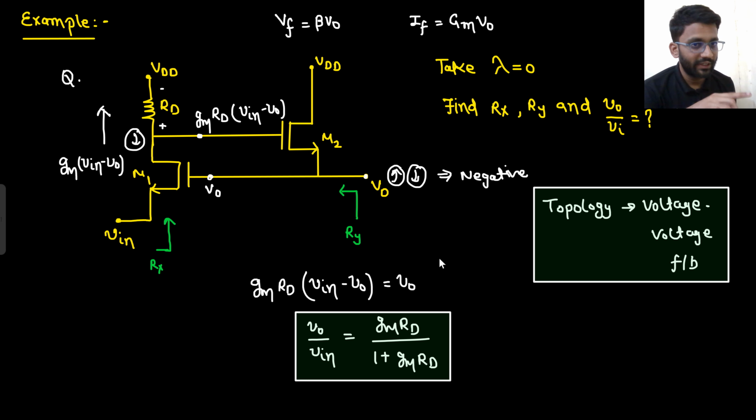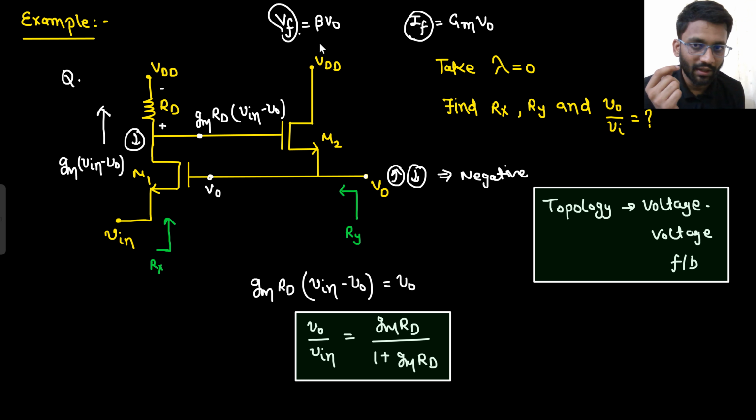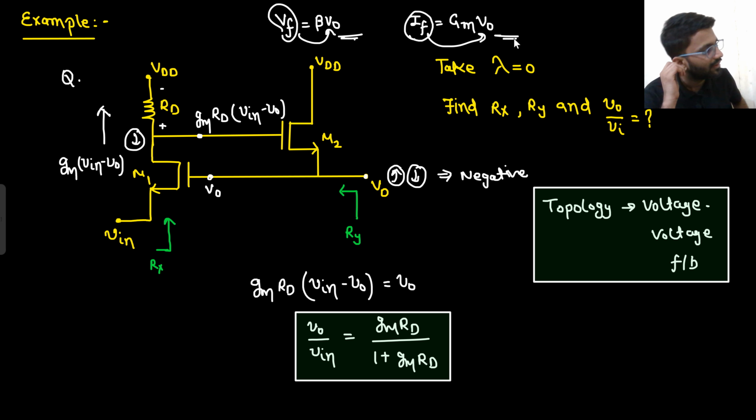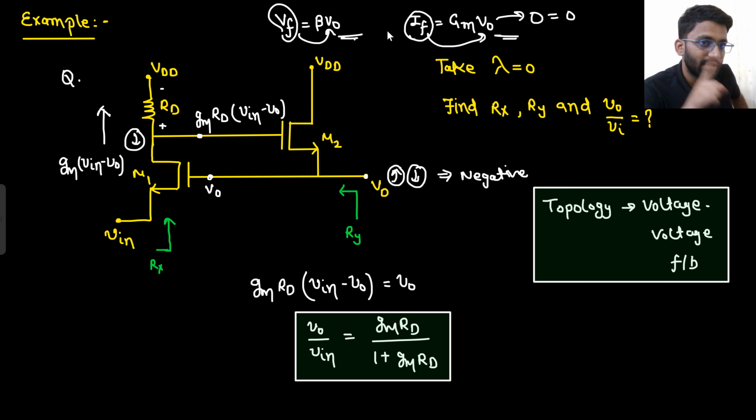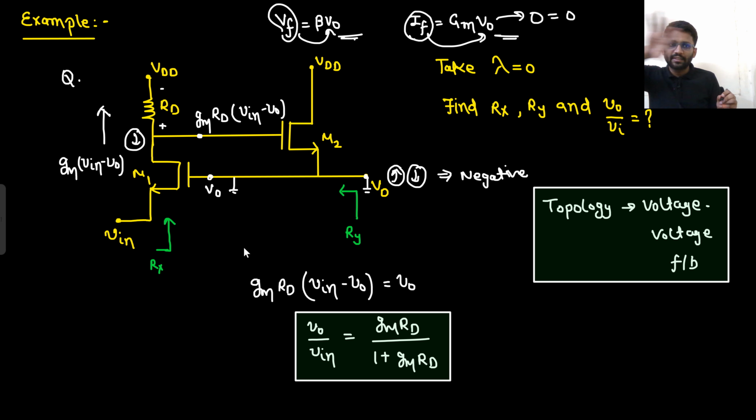What do you mean by voltage sampling? That your feedback will be depending on output voltage. In these two cases, there is voltage sampling, right? If there is voltage sampling, that means if you put V naught equals to 0, the feedback factor should become 0. That means there will be no feedback going into the input. So in this question, if I ground V naught, then what will happen? This will also be grounded. So from output, there is nothing coming towards the input. Say yes or no.